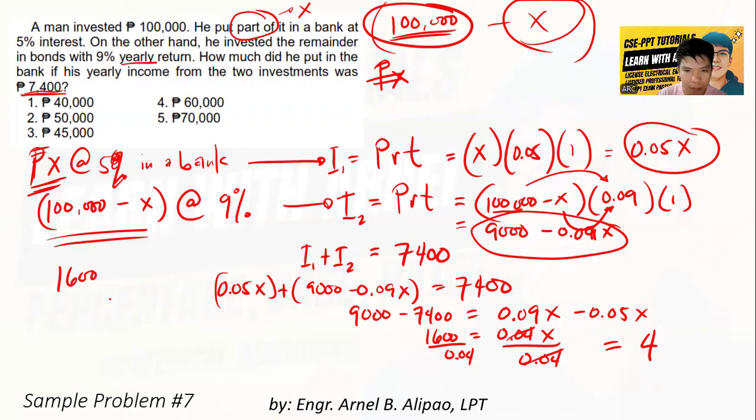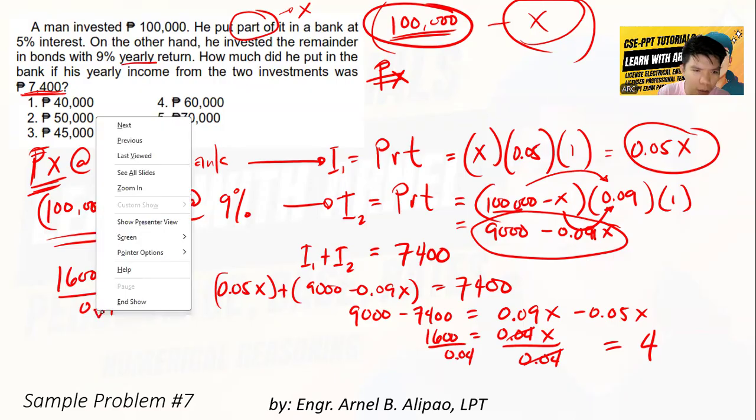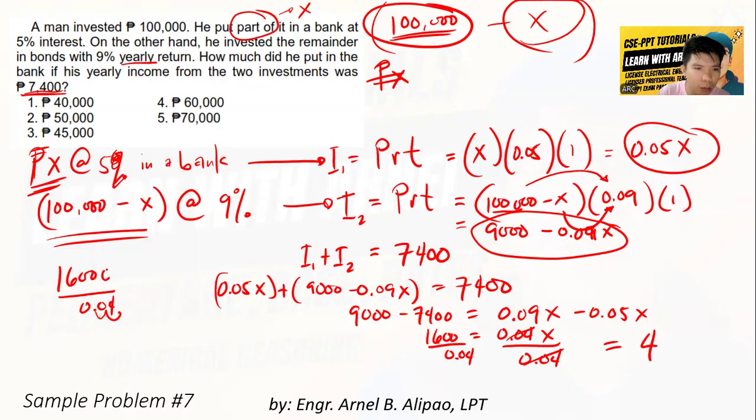1,600 over 0.04. So that's 4%, right? So okay, let's just divide it. That's 0.04. I'm sorry, it doesn't have to be the opposite. If we move 2 places, we add 2 zeros. Then 16 divided by 4 is equal to 4. Then we have 4 zeros. So 40,000 is our answer.